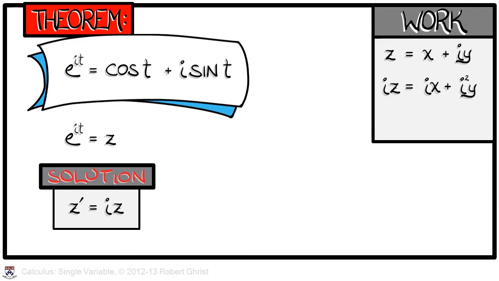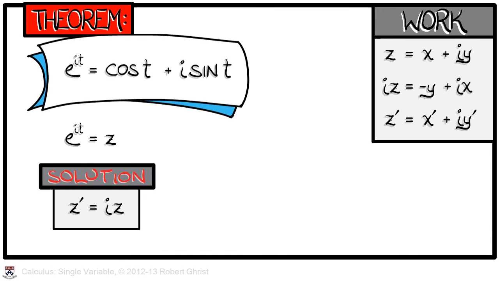Well, I times z equals I times x plus I squared times y. The I squared becomes a -1, and we can reverse the order so that we keep the real part and then imaginary. Now we know that z prime equals I times z. So what is z prime? Well, I can use the linearity of the derivative and say that z prime equals x prime plus I times y prime.